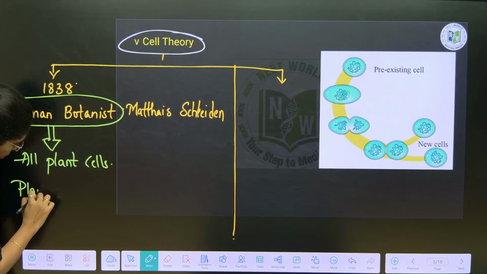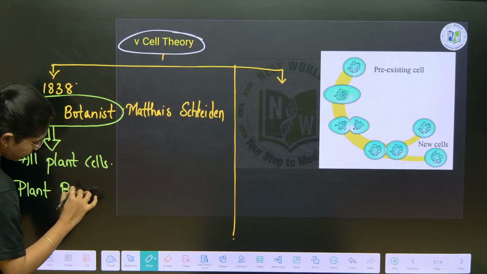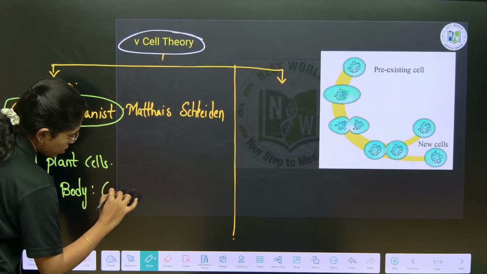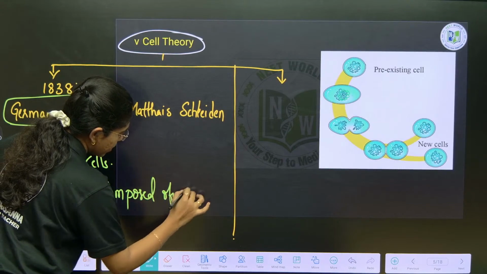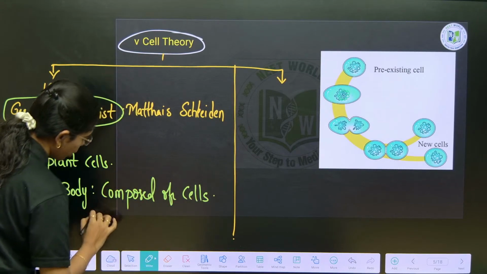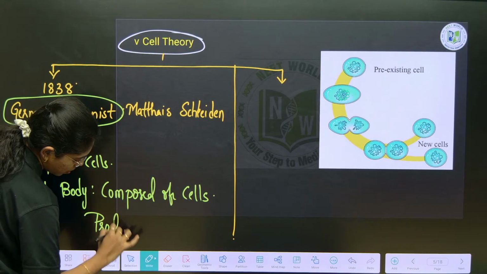Plant body is composed of cells and products of cells.